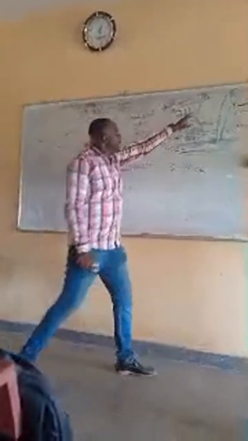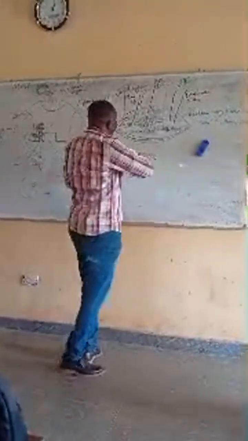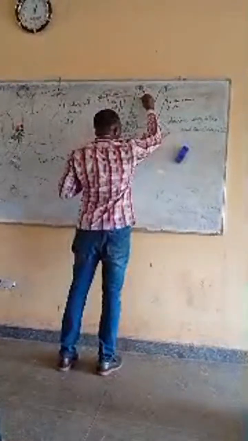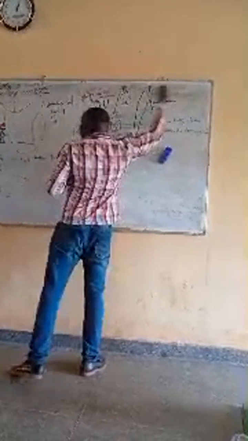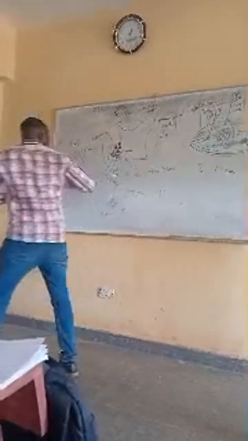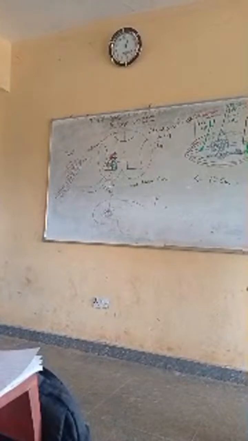So this is the primary ending. This is the secondary ending. So these are typical muscle spindle.